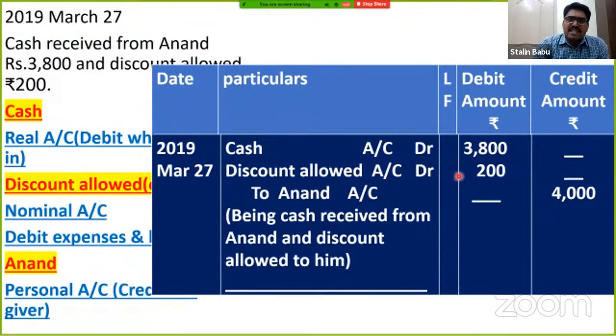200. Cash is a real account, so it is debited. Discount allowed is a nominal account, an expenditure to the business. We are offering discount to Anand, so it is an expenditure. So 200 is debited to the discount allowed account.